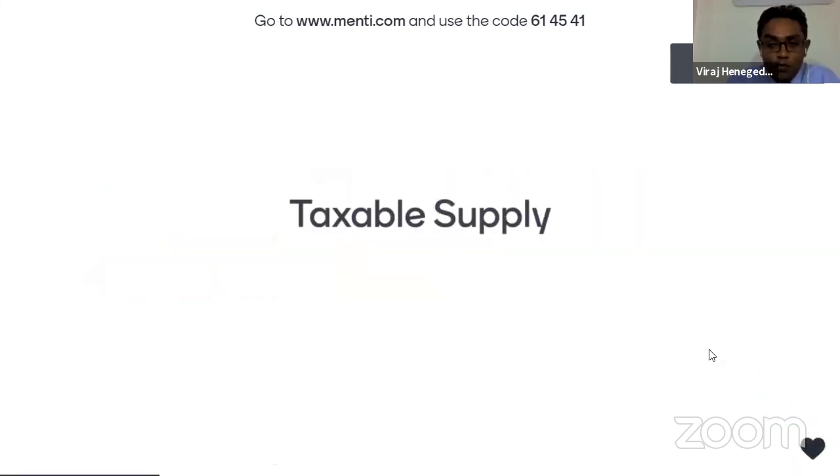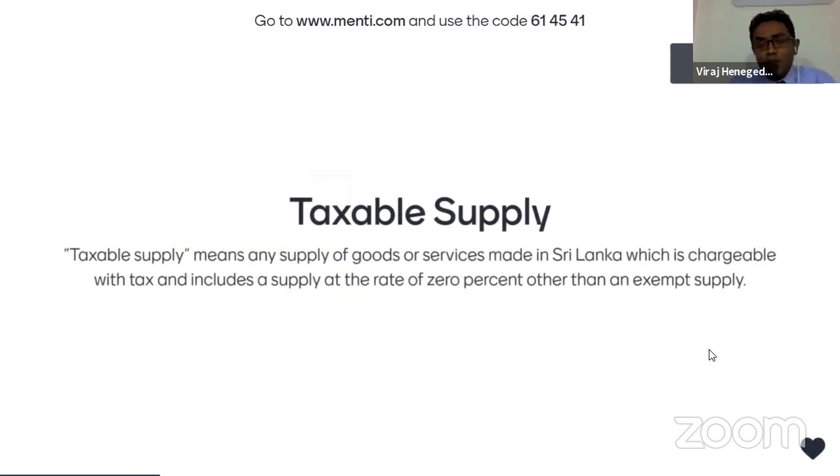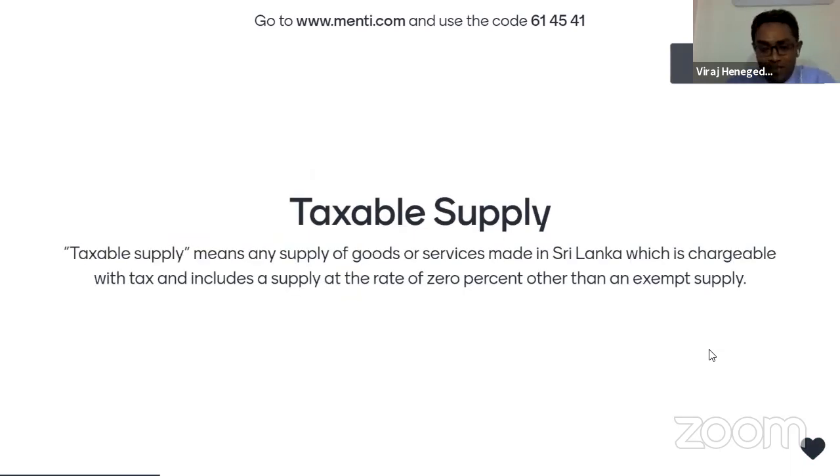Right, we'll move to the next one. What is meant by taxable supply? The taxable supply means any supply of goods or services made in Sri Lanka which is chargeable with tax and includes supply at the rate of 0%, other than an exempt supply. So these wordings are really important. So what is meant by 0% and what is meant by exempt supply?